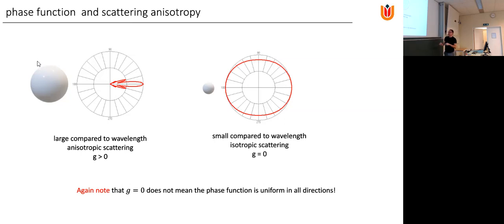And again, note that G equal to zero does not mean that the phase function is uniform. That does not mean that the light is scattered equally into all directions. That is just a special case. If it would be scattered purely in the forward and purely in the backward direction in equal amounts, G would also be zero.